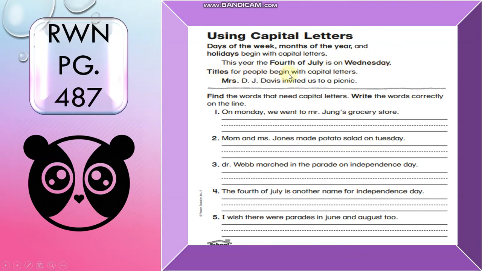Next, titles for people begin with capital letters like Mrs. DJ Davis invited us to a picnic, so we capitalize Mrs. and of course the name has to have caps. Find the words that need capital letters.